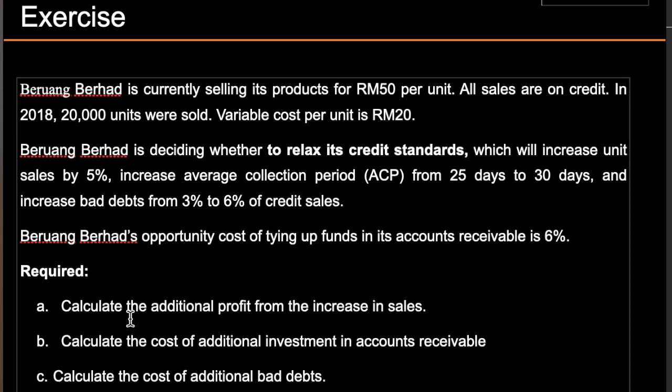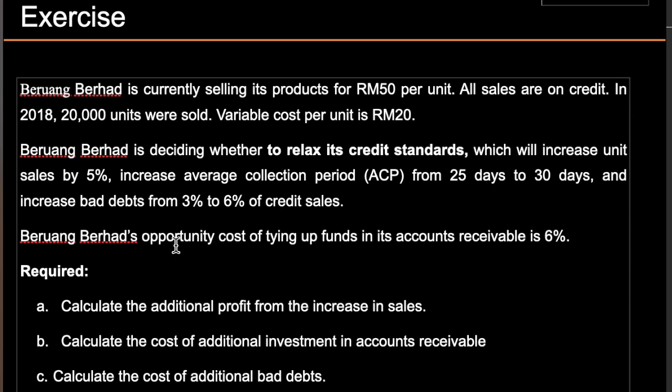So required: calculate the additional profit from the increase in sales. Calculate the cost of additional investment in accounts receivable, okay, which is the second part. And within the second part, we also have to calculate the cost of additional bad debt. Then finally, you do the combined effect, which will tell you whether the company should relax its credit standard and why. So these are typically the same thing we just did. So you practice this question, and hope to see you again.